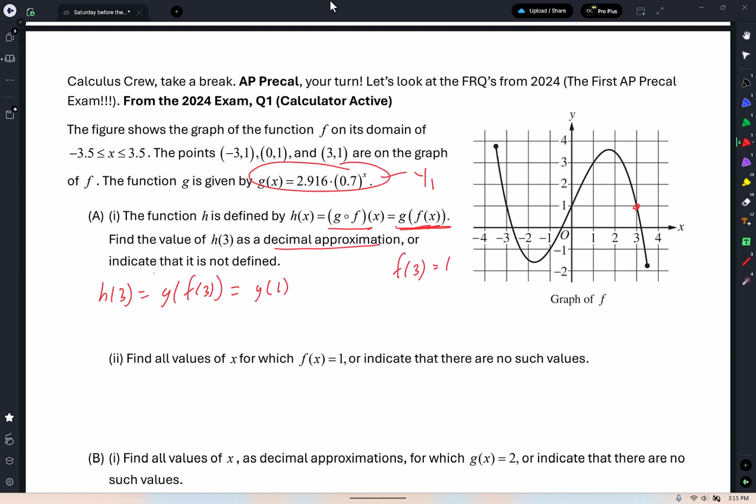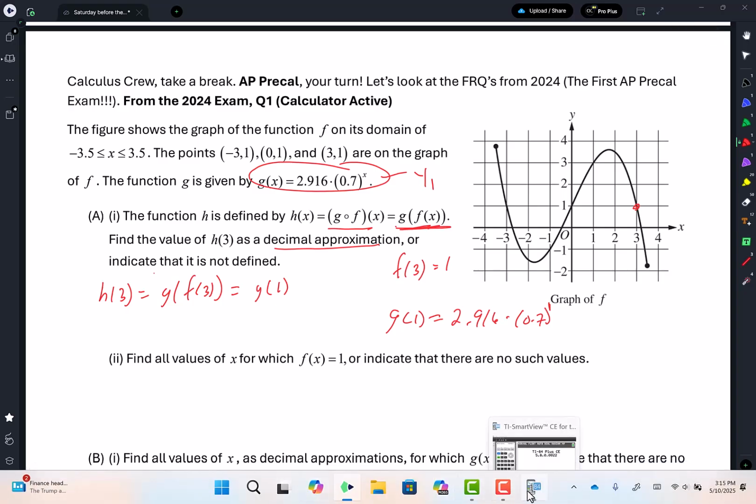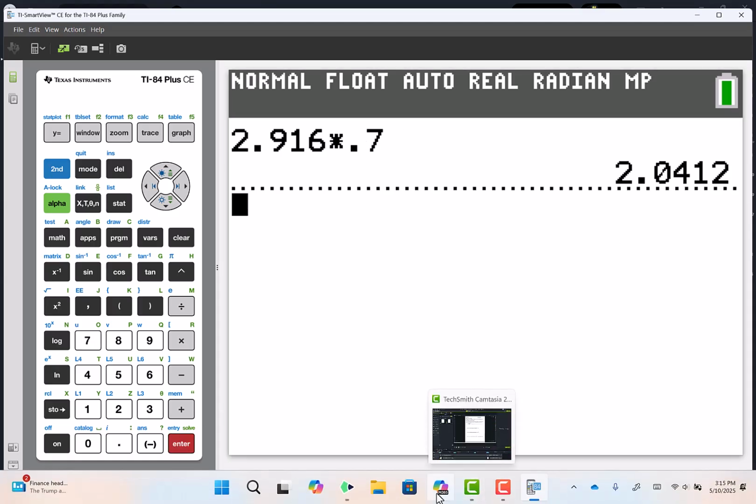So this means that this is g of 1. I'm going to go to the side here, g of 1 equals, and I know what g is. G is this expression here, 2.916 times 0.7 to the power 1. I'm going to take my calculator and type that in. 2.916 times 0.7, because 0.7 to the power 1 is just 0.7. And there it is, 2.0412.